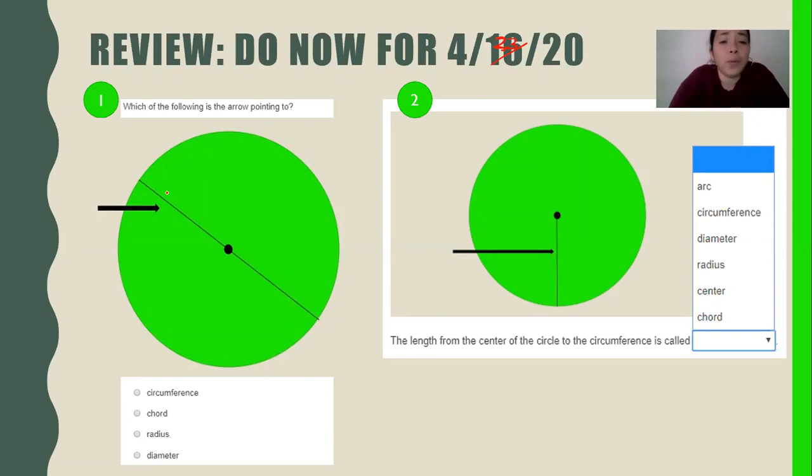All right, so question 1, which of the following is the arrow pointing to? Go ahead and answer in the chat box. Is it chord, radius, or diameter? And while you're at it, let's also do question number 2. The length from the center of the circle to the circumference is called, and which of the following is it called? This is what it would look like for you on your do nows. So again, all we're doing right now is listing question number 1, what is your answer? And question number 2, what is your answer?